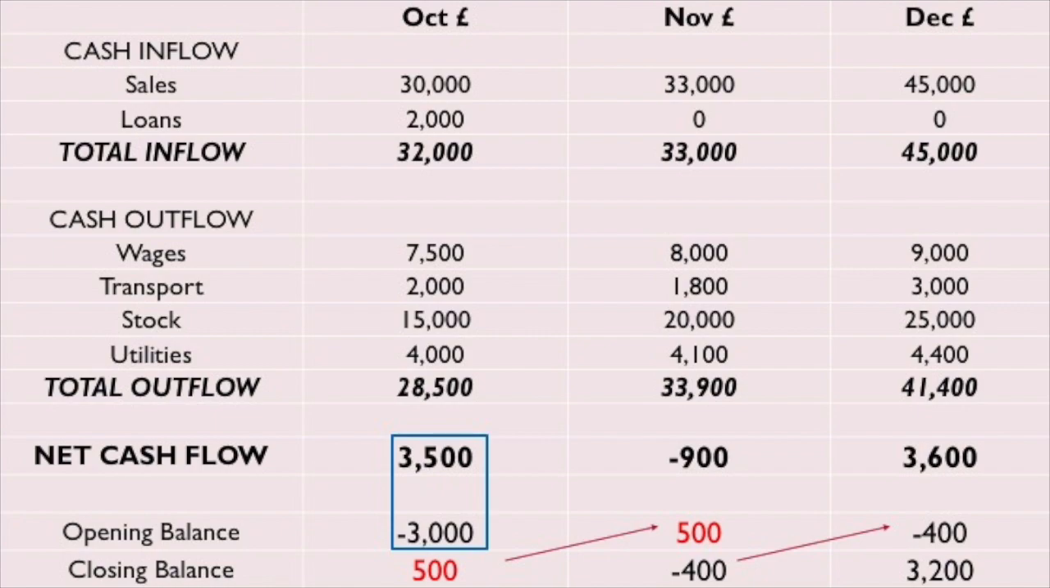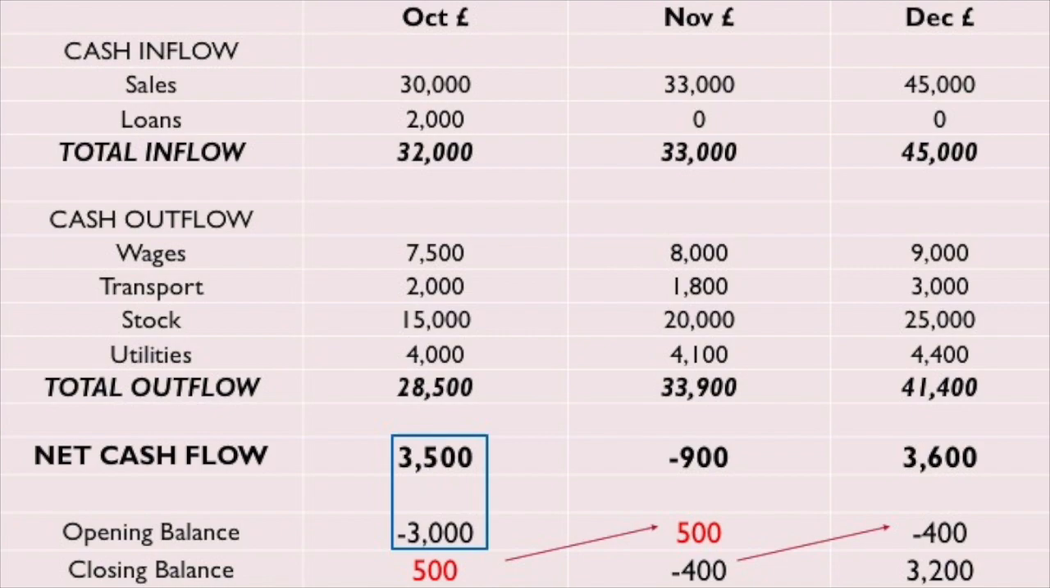Quite simply, the way to work out your closing balance, so the value of all of the money, coins and money in banks that you have at the end of a month, is to add the net cash flow to the opening balance. In this case, and look, they're in a blue box, 3,500 plus minus 3,000 equals 500. So you're adding the net cash flow to the opening balance.